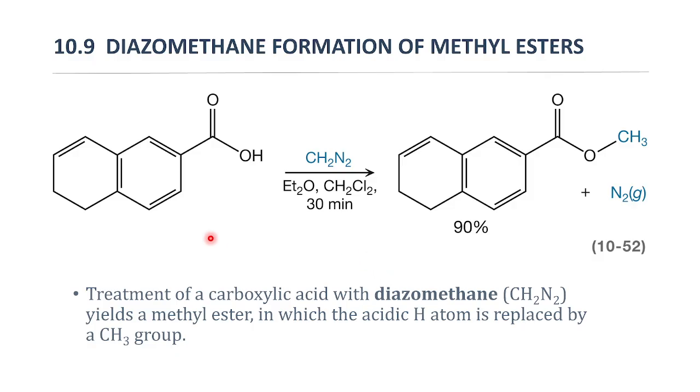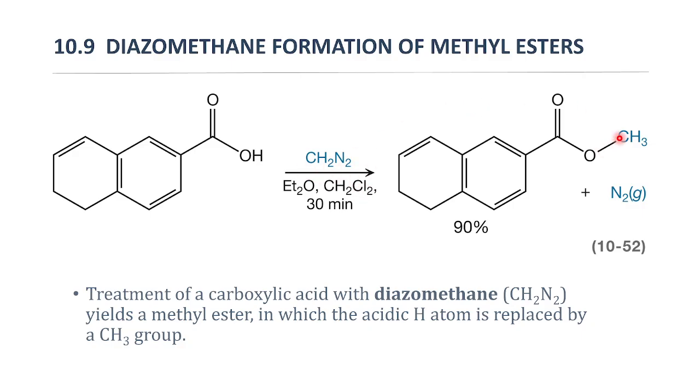Okay, so this is diazomethane. It's going to be the formation of methyl esters. This is a methyl ester, by the way. Here we have a methyl on an ester. This is going to be with treatment of a carboxylic acid with diazo. Diazo means two nitrogens bonded to each other, which is what this is right here. Diazomethane. And so that's going to yield your methyl ester.